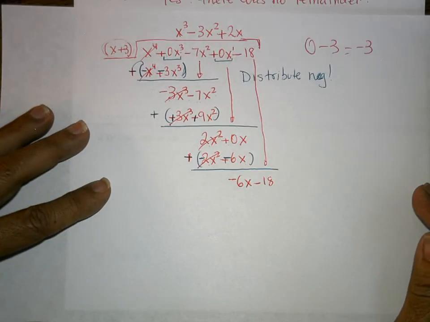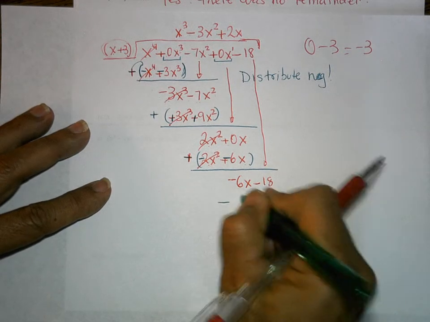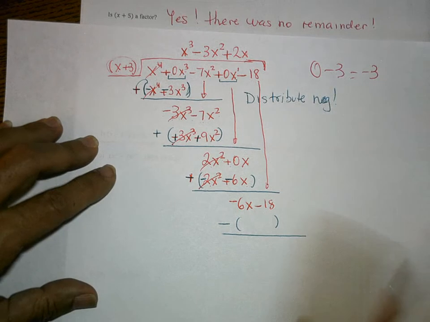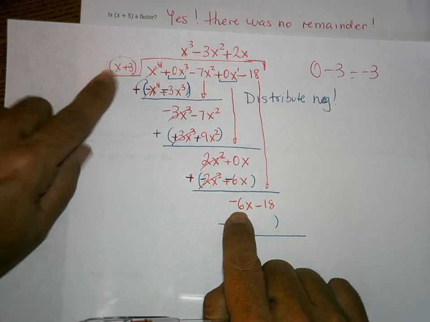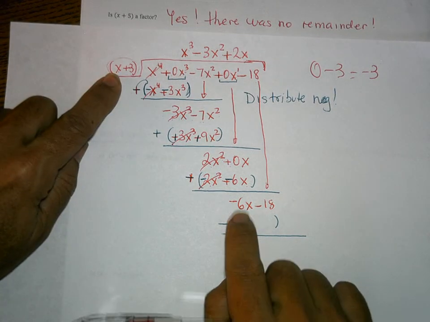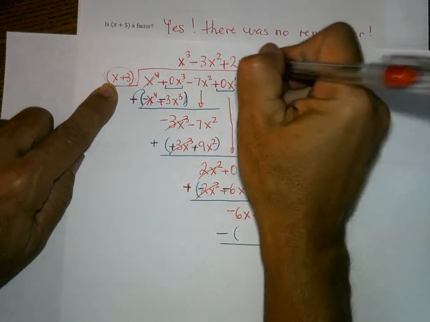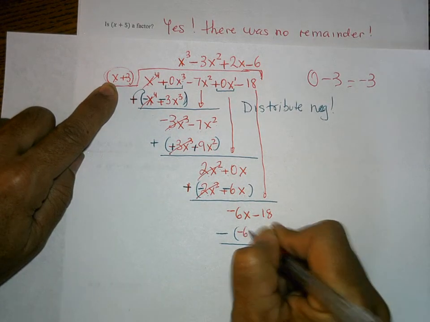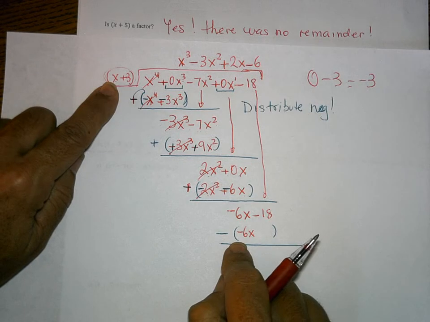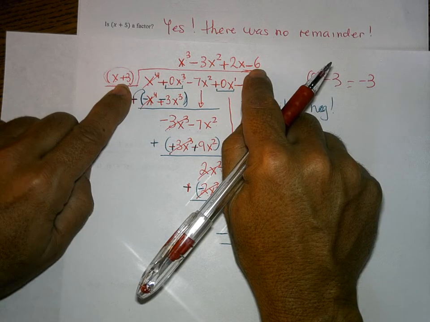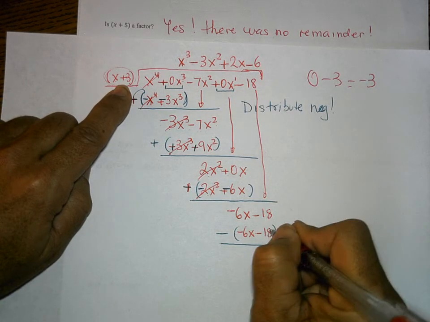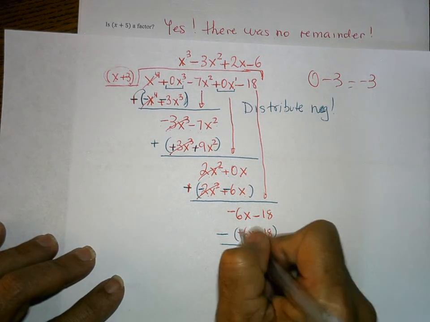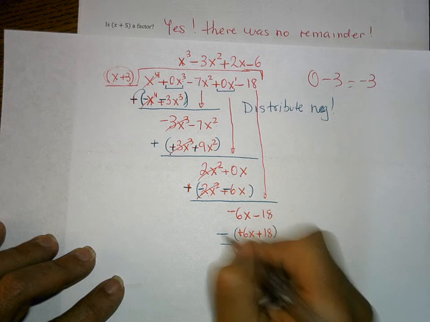All right, let's go ahead and set up our subtraction. Okay, all right. Focus on the first term, that's all you need to worry about. What value times x equals negative 6x? That would have to be a negative 6. So negative 6 times the x is negative 6x. And negative 6 times a positive 3 is negative 18. You know it's perfect when they match exactly the same, because when you distribute the negative, they're opposites, and when you add them together, it's 0.